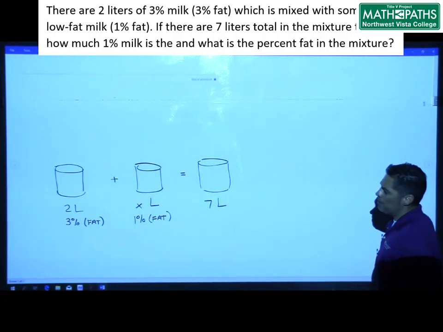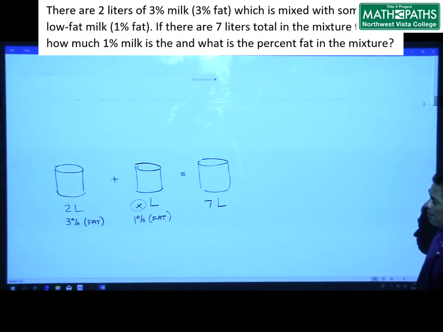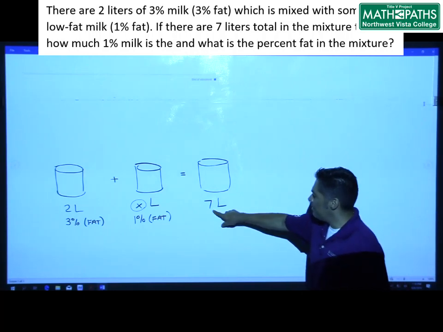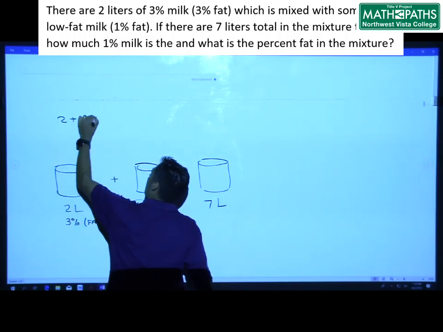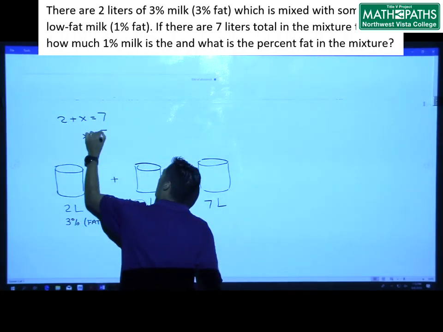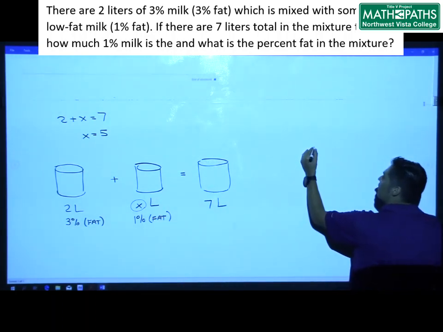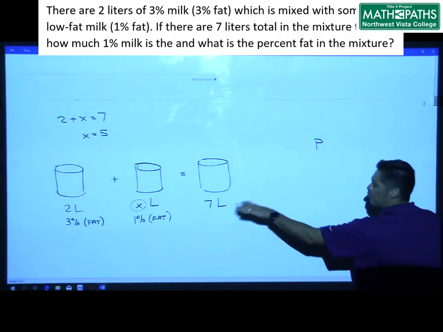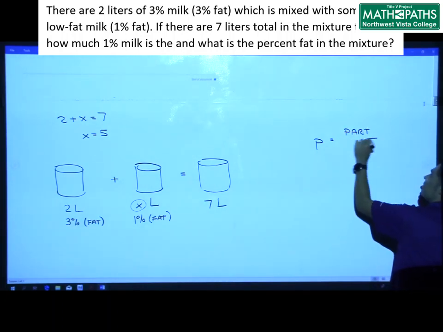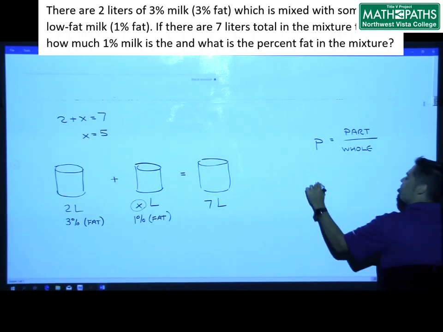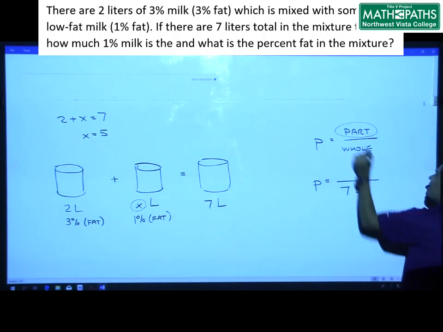So first of all, we can determine pretty easily how many liters of the 1% fat milk are there by using the fact that if we have 7 liters total, then that means 2 plus X had to be 7, and that means X must be 5. So we know that there are 5 liters of this milk. So going back to what we have been doing, if we want to find the percentage, I'm going to call it P here so we don't confuse it with the X there. It's going to be the part of this that's fat divided by the whole. We know that the whole mixture contains 7 liters. So how many liters of fat are in here?